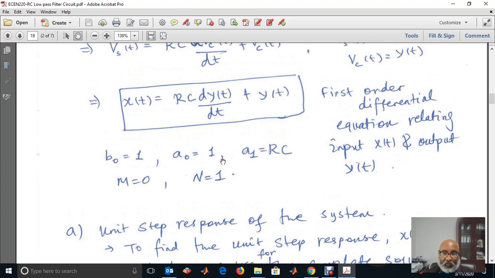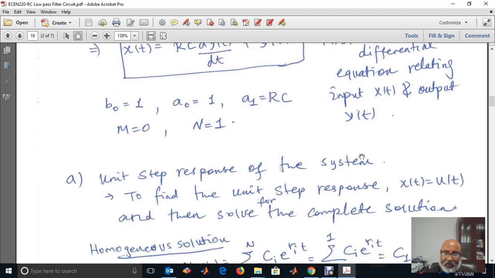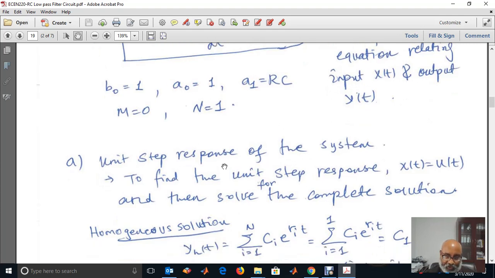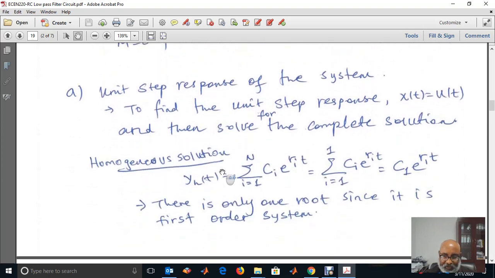That means when we apply a unit step input, a voltage of 1 volt starting from t equal to 0, what will be the capacitor voltage Vc of t? So we use the method of chapter 2 again. We'll find the homogeneous solution and the particular solution. Okay, the homogeneous solution is given by, and then the complete solution.